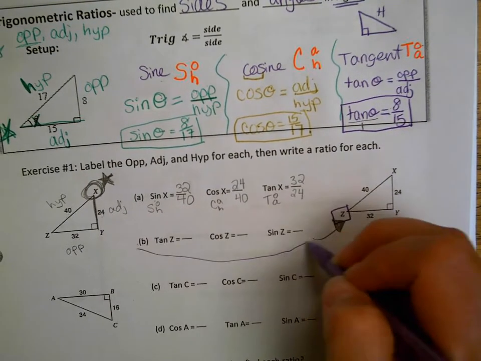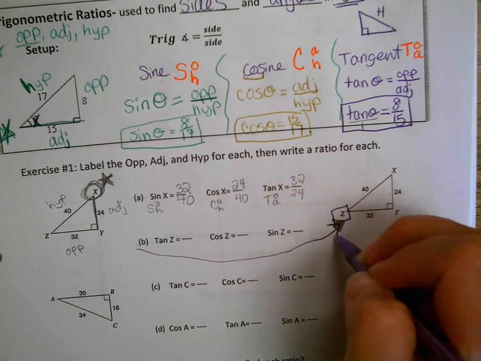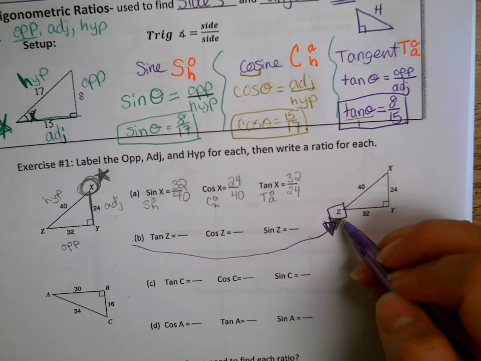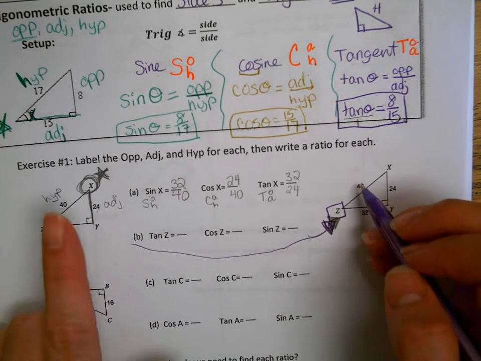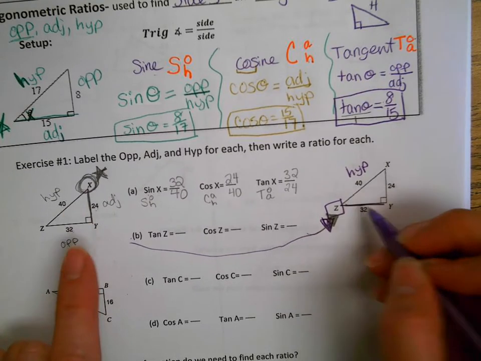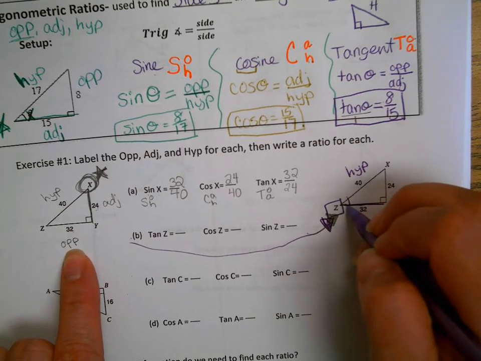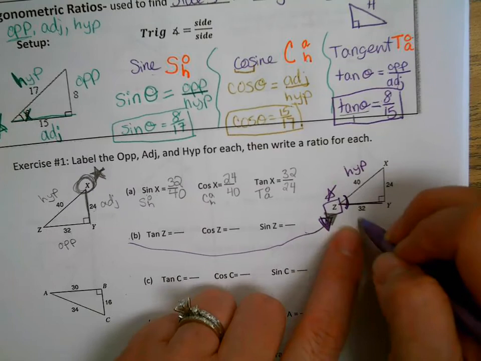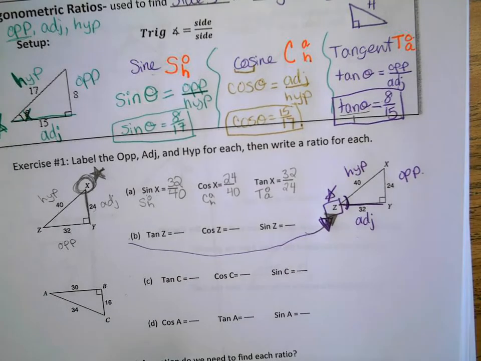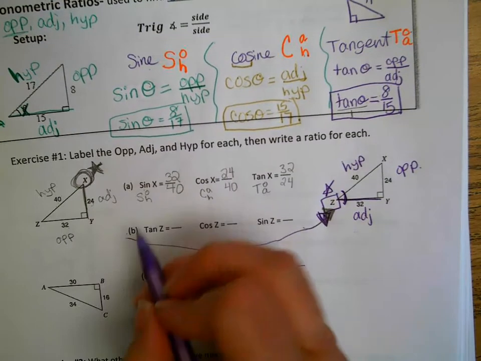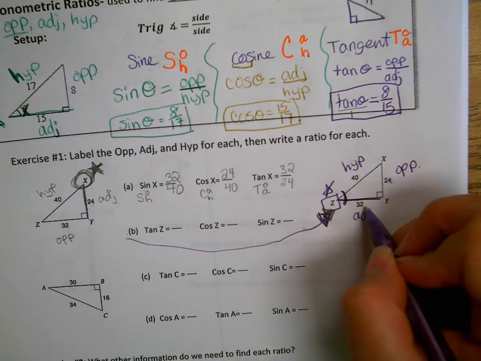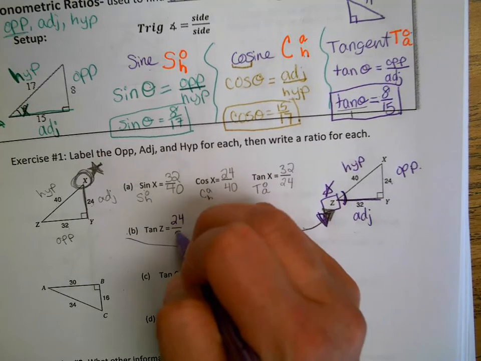So part B here, these are all focused over onto this diagram. Okay? So when we focus on angle Z, what changes? Well, the hypotenuse is still 40. But now 32 isn't the opposite side anymore. That's touching angle Z. So since I'm focused on angle Z, that's now my adjacent side. And this is my opposite. So here we have tan Z, cos Z, sine Z. So tangent of angle Z is the opposite over the adjacent, 24 over 32.